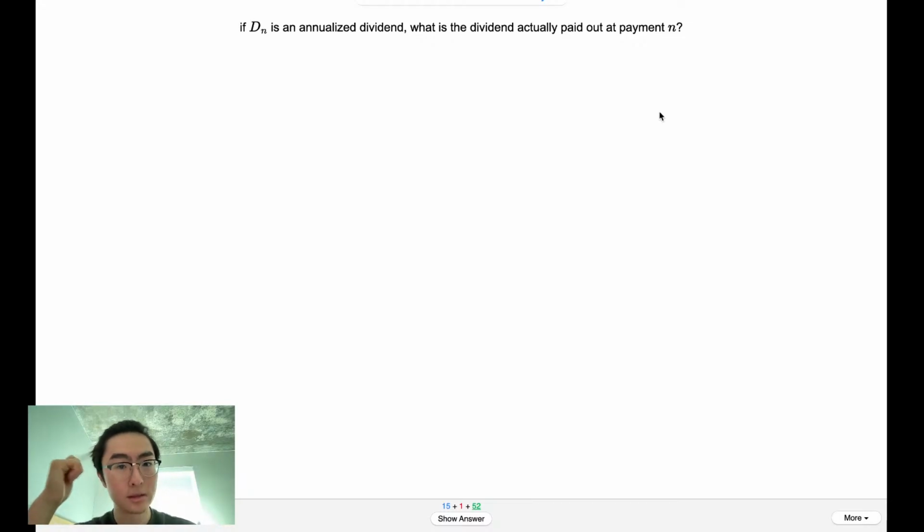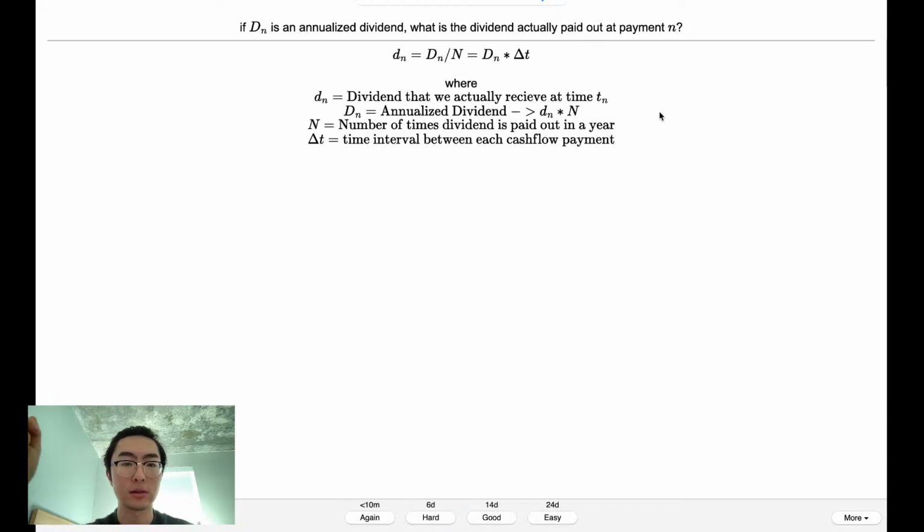If dn is an annualized dividend, what is the actual dividend paid out at payment n? So if dn is an annualized dividend, we just have to multiply by, or I guess we could multiply by delta t, where delta t is the time period in years in which we receive our actual payment. I think maybe we can divide dn by the number of times the dividend is paid out a year, or two.